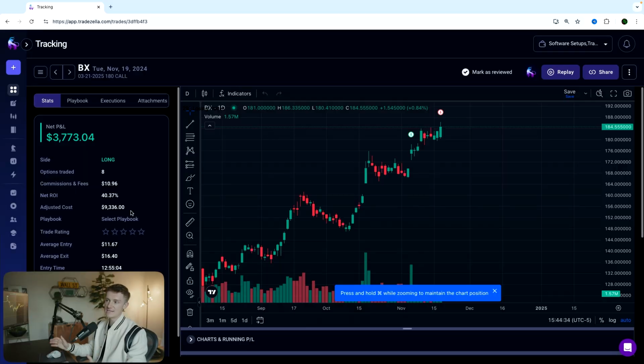So here is the exact net P&L and net ROI. You can see here $3,773.04 is what I made on this trade. The net ROI was 40.37%. Obviously that's my entry and then my exit, which you just saw live.